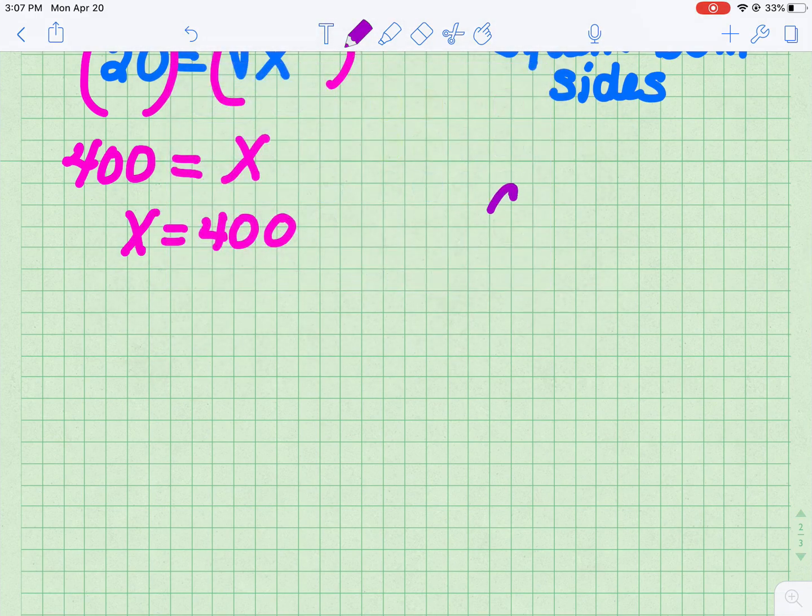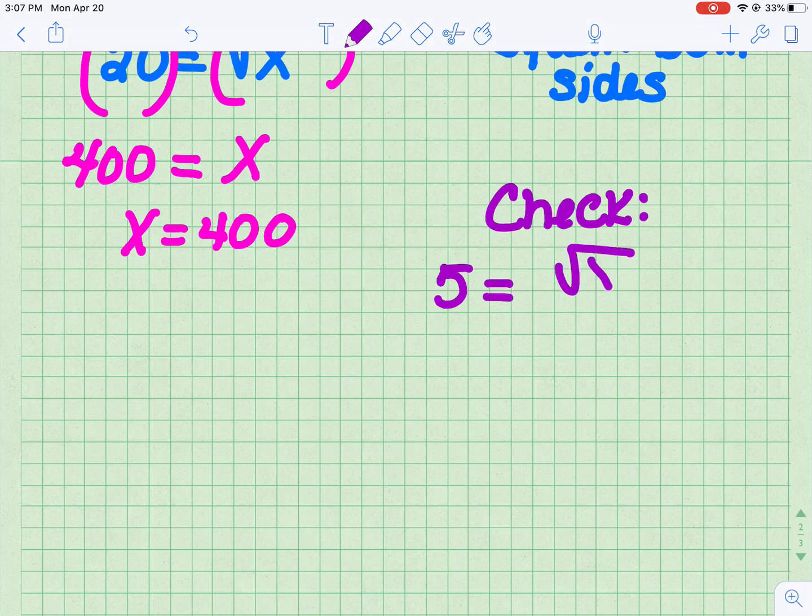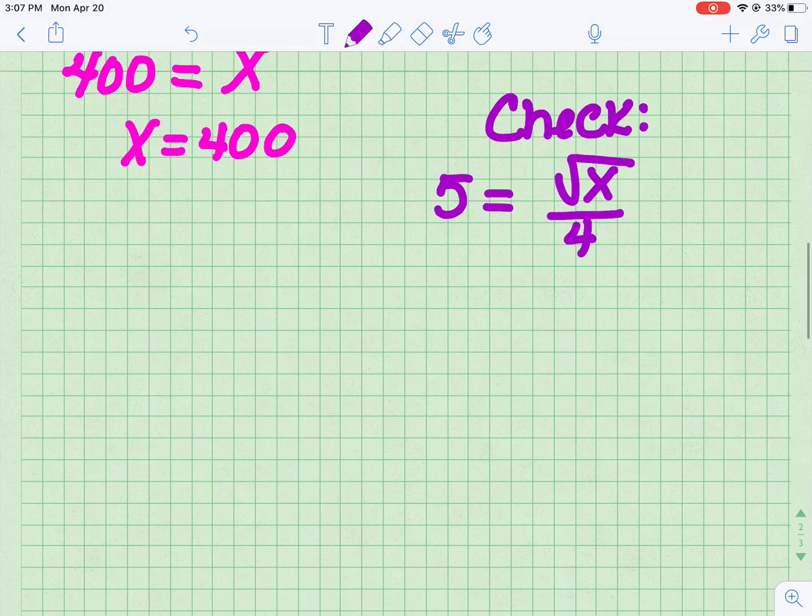And when we check it, I'm going to show you how I want to see it. We're going to take the original equation. The original equation was 5 equals the square root of x over 4. We're going to replace the x with what we think x should equal. In this case, we figured out by using algebra that x equals 400. This is not a solving, so we're not moving things from one side to the other.